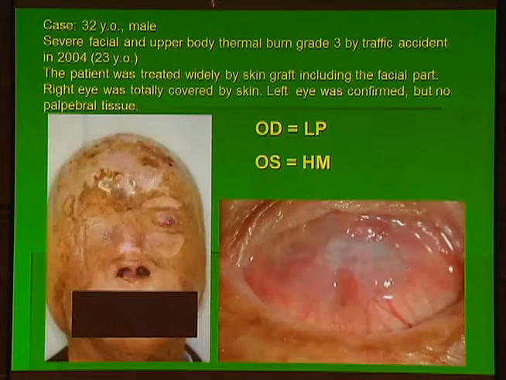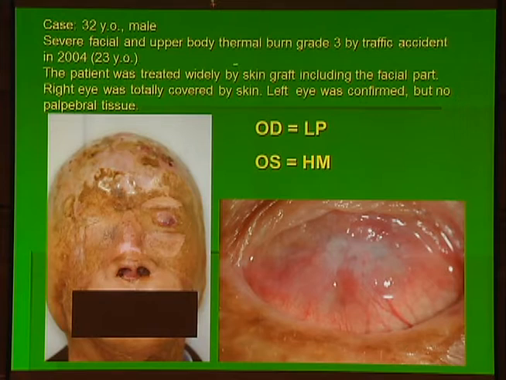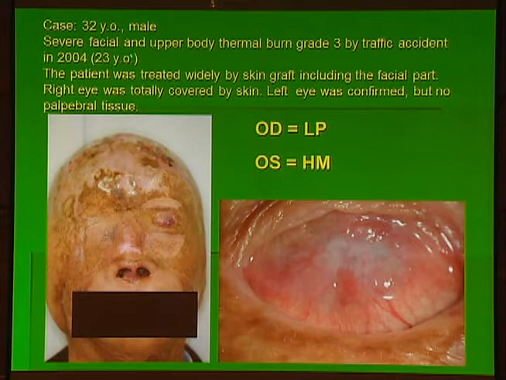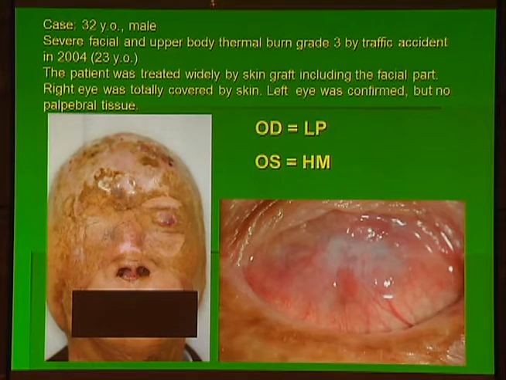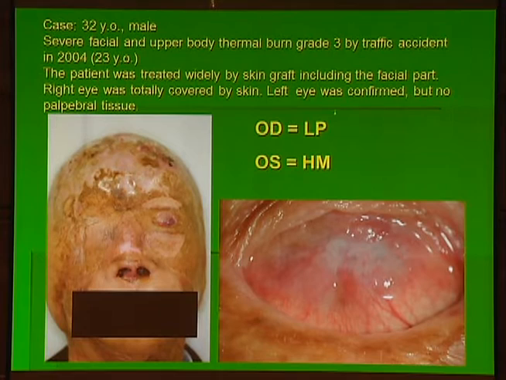Today, I'd like to show my case: a 32-year-old male with severe facial and upper body thermal burn, grade 3, from a traffic accident in 2004 at the age of 23. The patient was treated widely by skin graft, including the facial part. The right eye was totally covered by skin. The left eye was confirmed; I can see the eye moving, but no palpable tissues like this. Vision was light perception and hand motion.